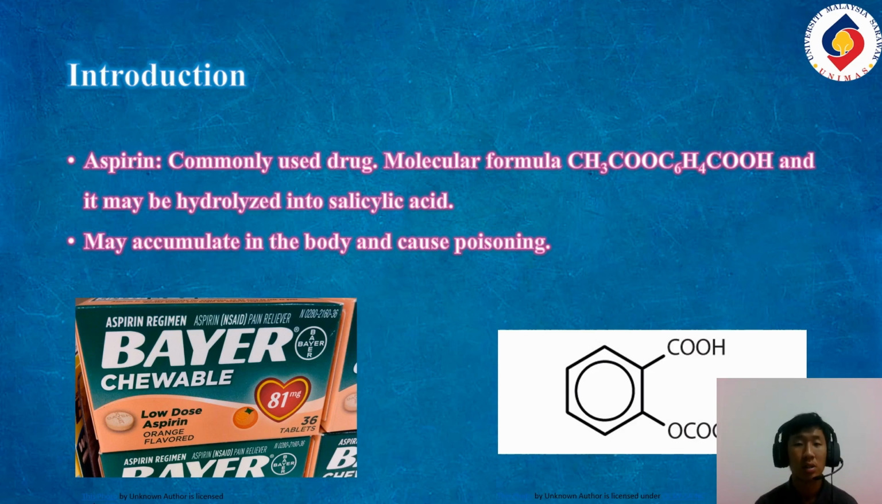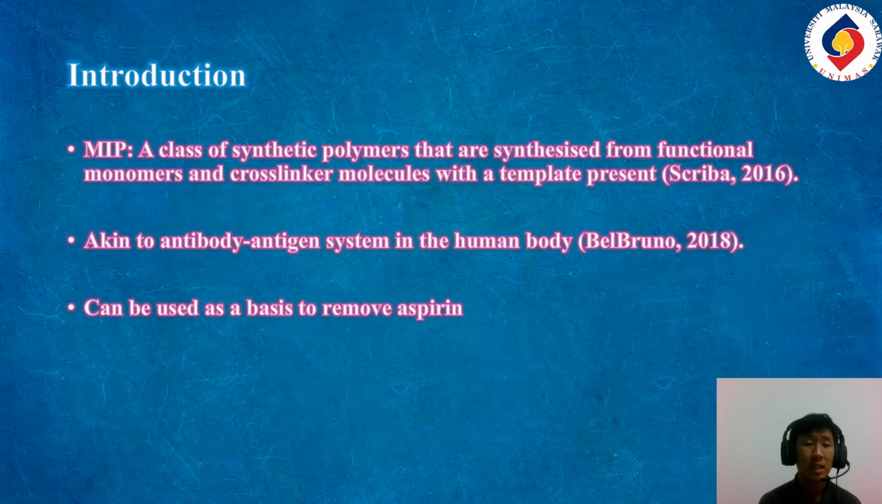Recently, scientists have came up with this molecular imprinted polymer, which is a class of synthetic polymers that are synthesized from functional monomers and cross-linker molecules with a template present. This kind of polymer was said to give some uses in the medical field as they are akin to antibody-antigen system in the human body.